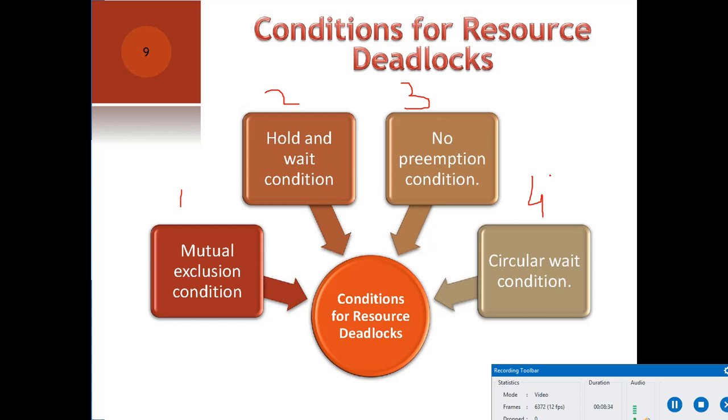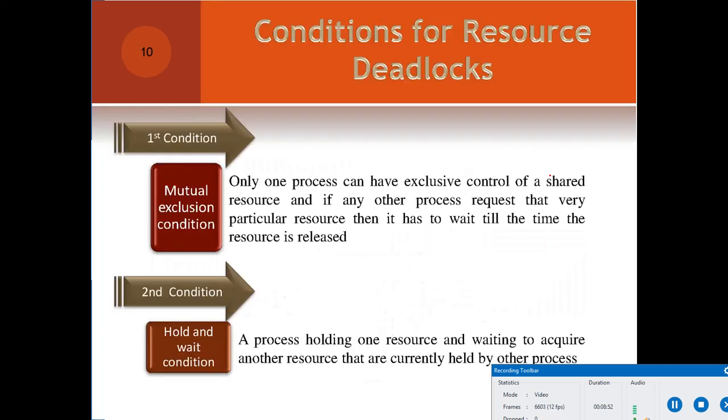Now what are the conditions? The first one is mutual exclusion, second is hold and wait, third is no preemption, and fourth is circular wait. All these 4 conditions must be true at the same time for a deadlock to occur. So let's go ahead and check what these conditions are. Mutual exclusion we have already discussed in the previous chapter. Only one process can have exclusive control of a shared resource. So that means no 2 processes can hold a shared resource at the same time.